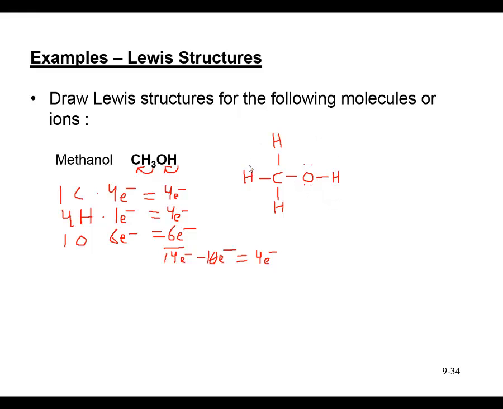Each of the hydrogens only wants 2 valence electrons, and they have 2 due to the single bonds. Carbon wants 8 valence electrons to fill its octet as well, and right now it has 1, 2, 3, 4, 5, 6, 7, 8, so it's good to go. So this would be my final structure that I would submit as my answer to this problem.